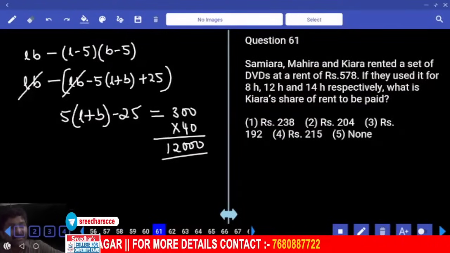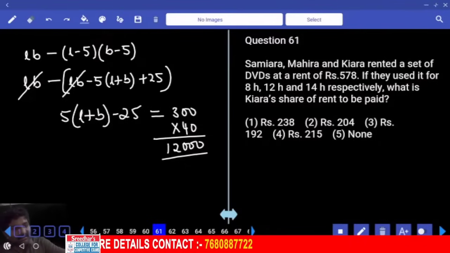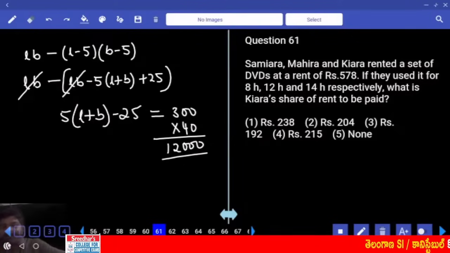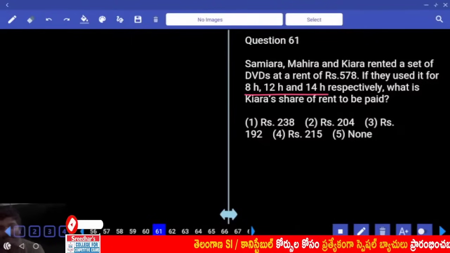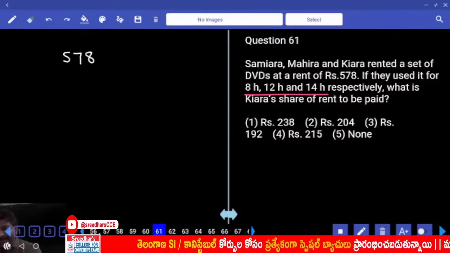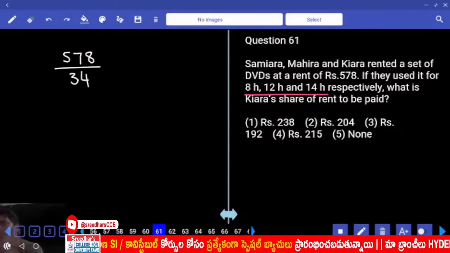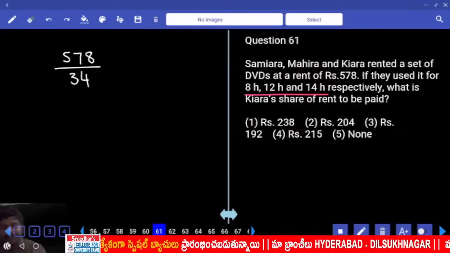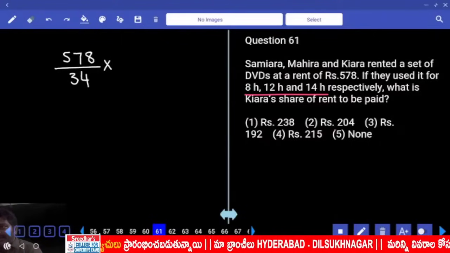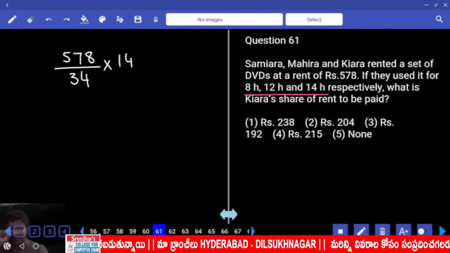Samaira, Mahira and Kiara rented a set of DVDs at a rent of 578. If they used it for 8 hours, 12 hours, 14 hours respectively, what is Kiara's share of rent to be paid? Who is Kiara? First person or second or third? So altogether they used it for a total of 34 hours only. 578 rupees is being paid for a total of 34 hours. So per hour, this is the payment that they need to pay. Now, Kiara's payment: she is the third person, she used it for 14, correct?